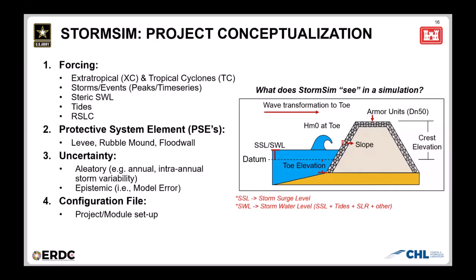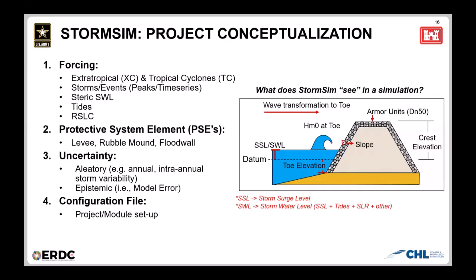So you can see that depending on where the wave information that you're gathering for this analysis comes from, the need for wave transformation from an external model might be needed. So it is a consideration we need to take into account. But other than that, the characterization of a project within StormSim can be narrowed down to 4 main components. The first one obviously being that forcing. In this case, forcing, we're talking about extratropical cyclone events and tropical cyclone events. That's what StormSim has been built around.